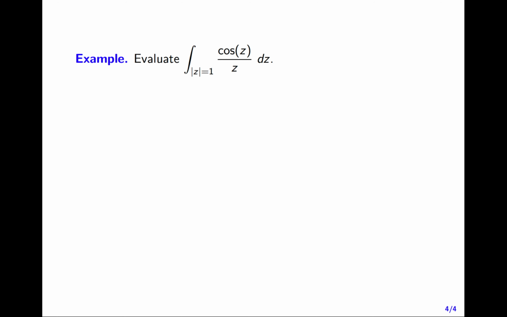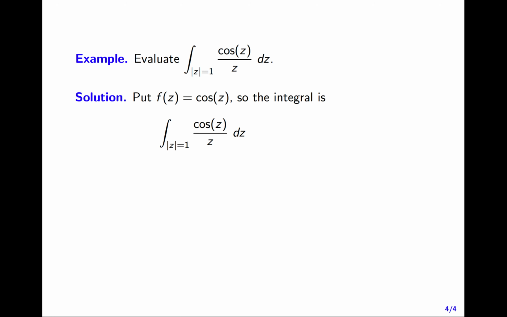And as an example, let's evaluate the integral over the circle modulus of z equals 1 of cosine of z divided by z. So this is the integral over the unit circle. And one thing to try to do whenever you get complex integrals in your life: can you use the definition? Can you use independence of path? Can you use one of the Cauchy theorems? And hopefully the answer will be one of the above.